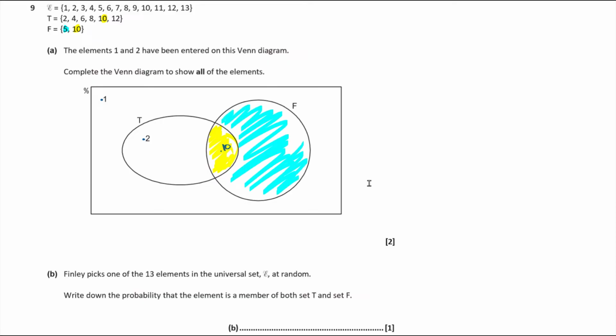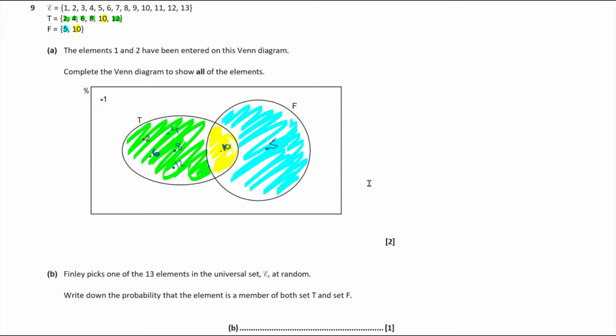Don't know why I got this huge section here and I only got one number to put in it. But there's one little solo 5 in there. And then in the other set, I've got 2, 4, 6, 8, and 10. So that's going to go in T, the part that's in T, but not in F. So the rest of those numbers there need to go in here. So I've got a 4, I've got a 6, I've got an 8, and a 10. 10's gone, isn't it? And then 12.